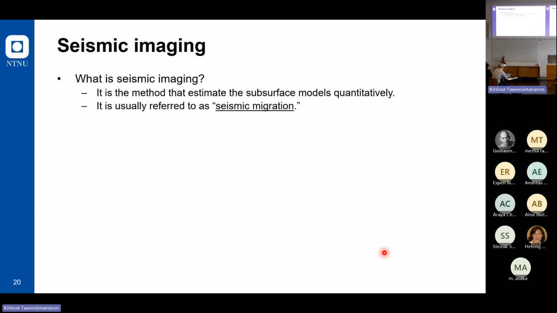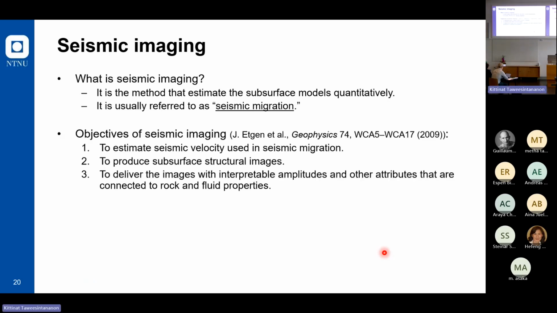So seismic imaging, what is it? It is a method that estimates the subsurface models quantitatively. It is usually referred to as seismic migration. Objectives of seismic imaging: the first one is to estimate the seismic velocity used in seismic migration. So seismic velocity modeling and seismic migration are kind of a mixed term for seismic imaging.